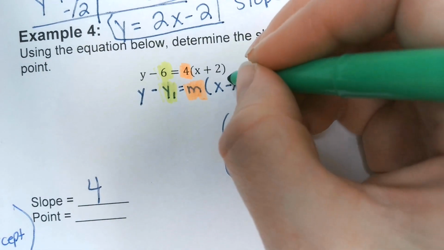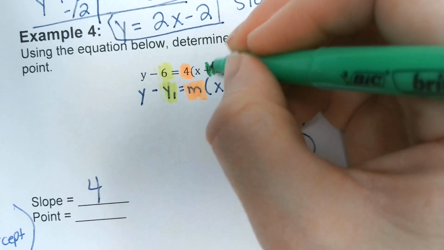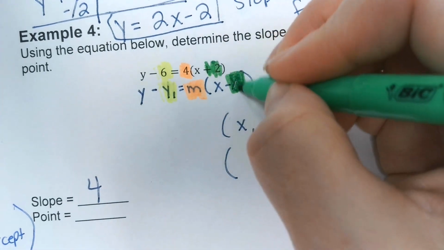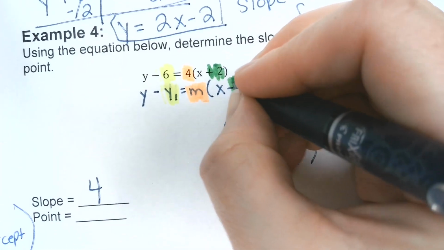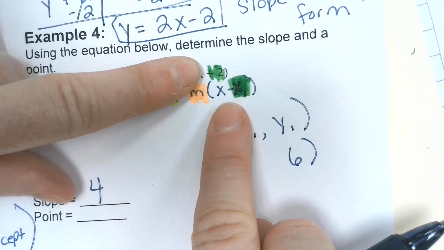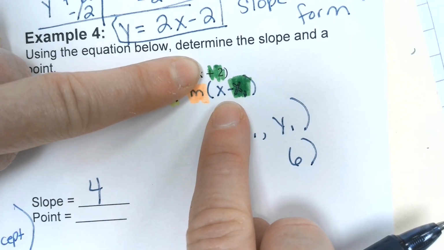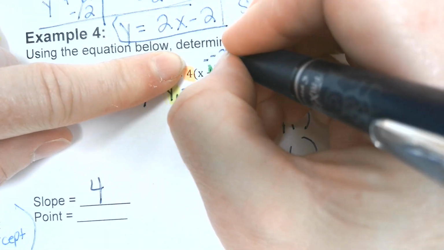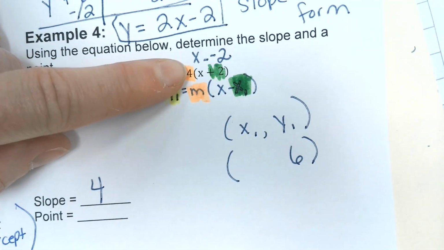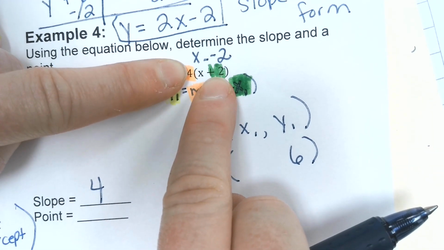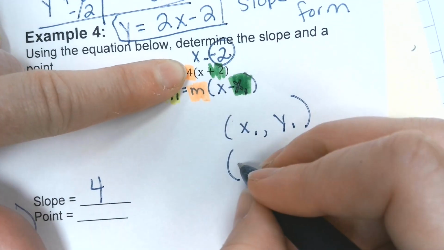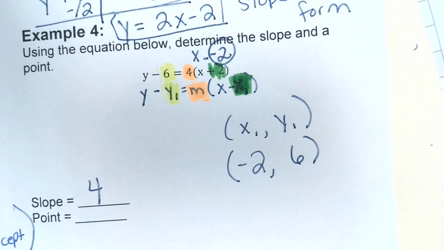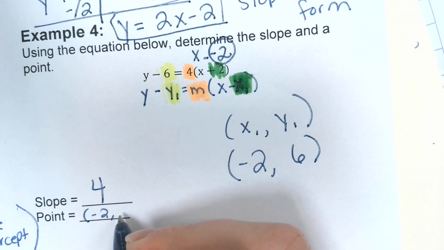Then our x1 comes from here, but this says plus 2. How did it change to plus 2 when our formula says minus x1? How did it change? You remember? It was a minus a negative 2. That is the way it became plus 2. So that means that my x1 is a negative 2. It's the opposite of what it says in our formula. So this point is negative 2 comma 6.